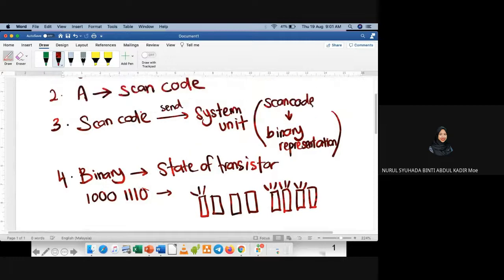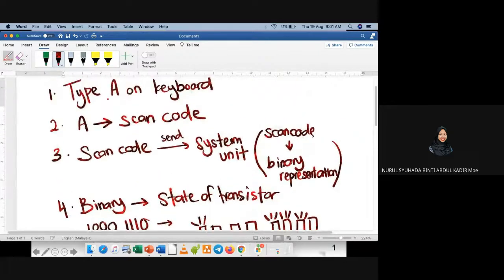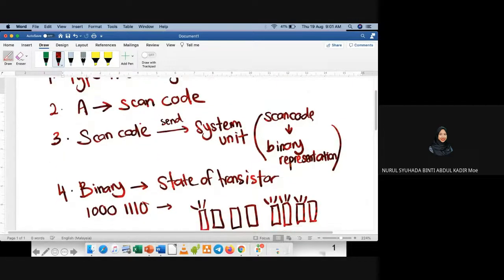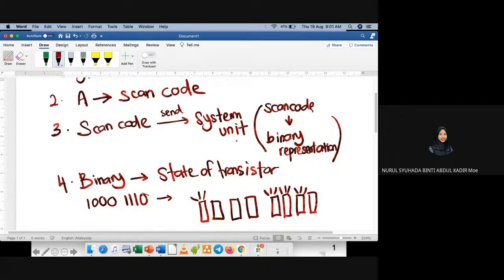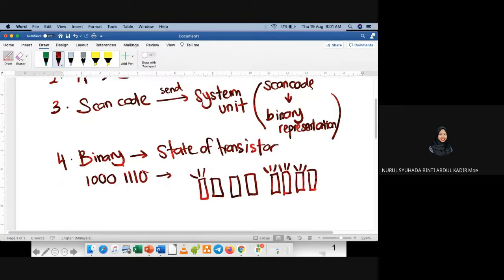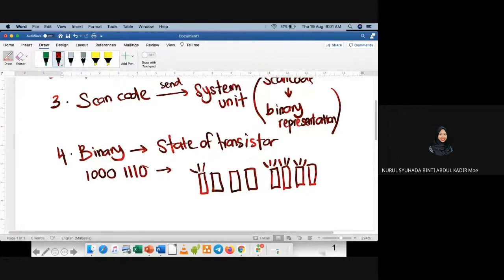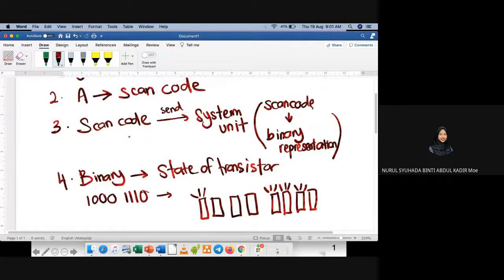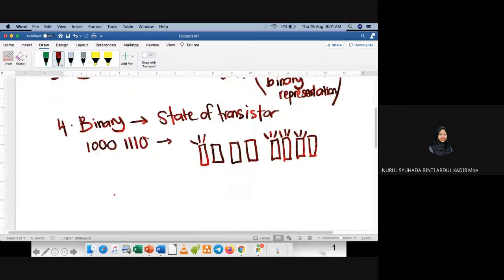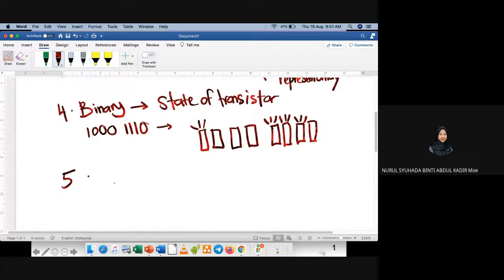So, from the A, we press the A key. Okay, and then A converted into scan code, and then scan code is sent to the system unit, and then scan code become the binary representation. Okay, and then the binary become the state of transistor. This is how our computer interpret whatever data that we press from our keyboard. Okay, and then barulah daripada state of transistor ni, kita barulah sebenarnya boleh nampak image of A on monitor. Can you see or not the process behind the scene?